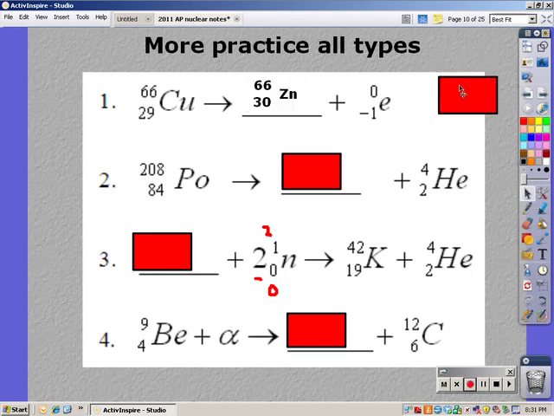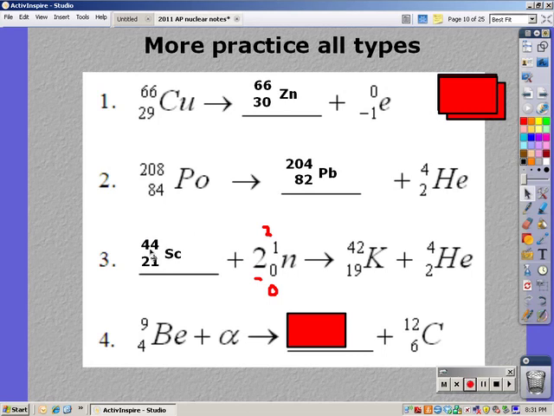So 66 30 zinc, because 66 is equal to 66 plus 0, and 30 minus 1 is 29. 204 82 lead, 44 21 scandium, and for 4 we plugged in 4 and 2, making that 9 plus 4, 13, and 12 plus 1, 13. 4 plus 2, 6, and 0 plus 6, 6.